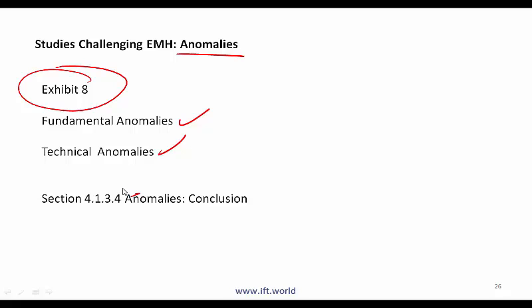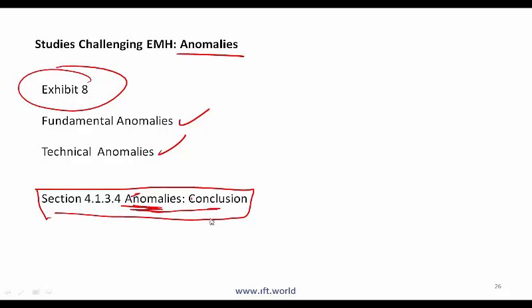And what's a technical anomaly? So these are anomalies such as the January effect, for example, or the weekend effect, where you can make money based on some technical analysis. In this whole segment on anomalies, I would encourage you, in general, to read everything. But if you don't have time, then at least read this section on the conclusion on anomalies. And I'm actually going to read some of this for you because I think this nicely summarizes the most important points.